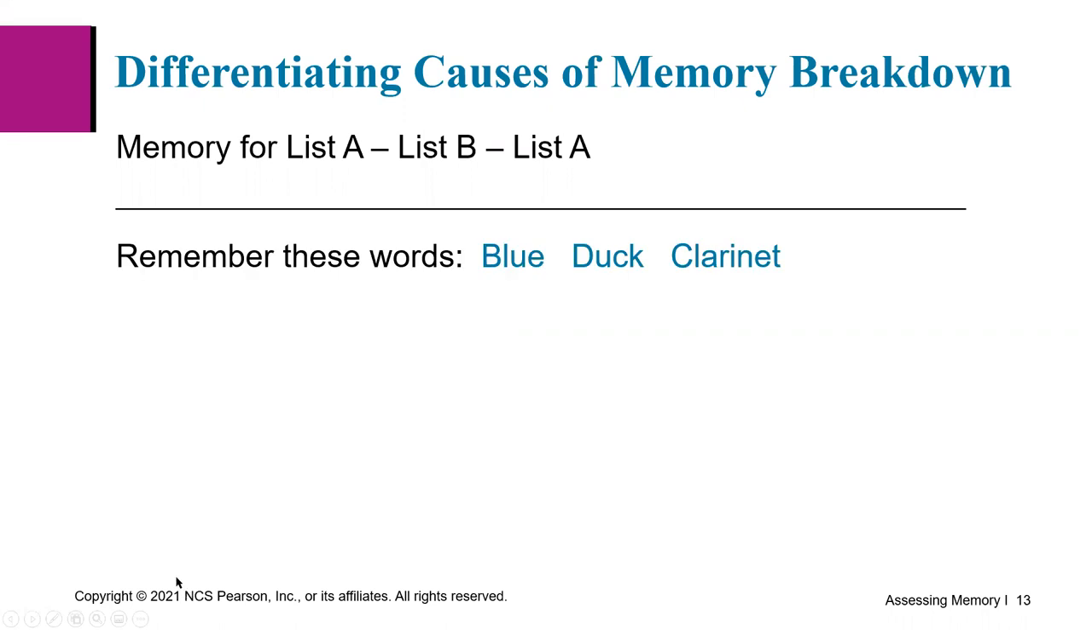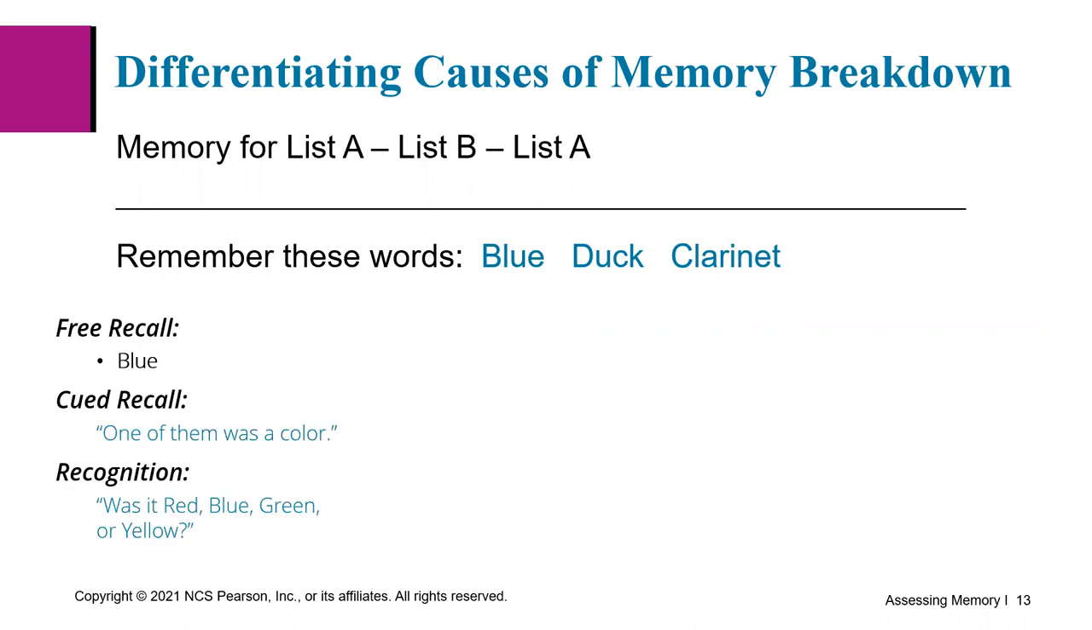Then we can determine whether a problem with recalling the items on the list was with encoding and storage or with retrieval by first requiring free recall of the words on the list. And then for any words not recalled, we try providing a cue. And if that doesn't prompt recall, using a recognition format to spur recall.